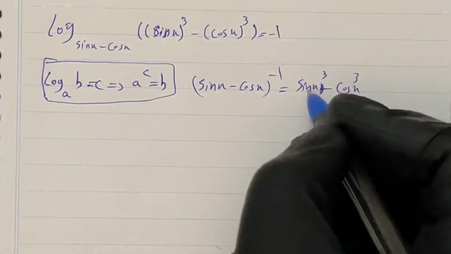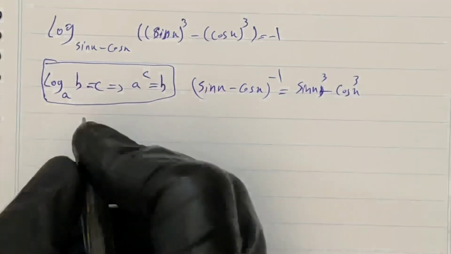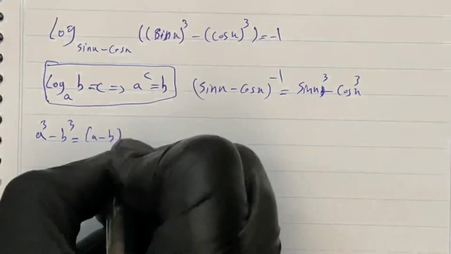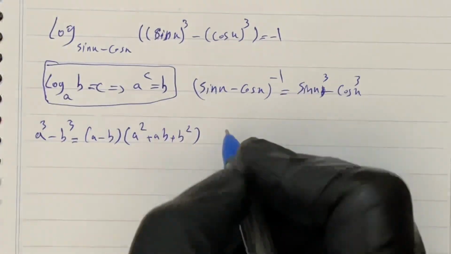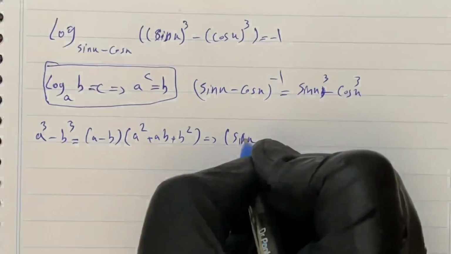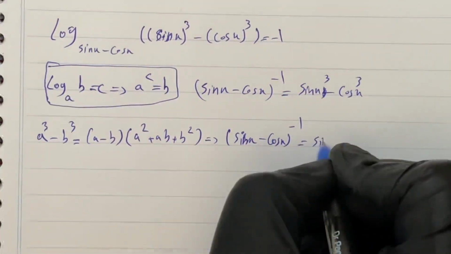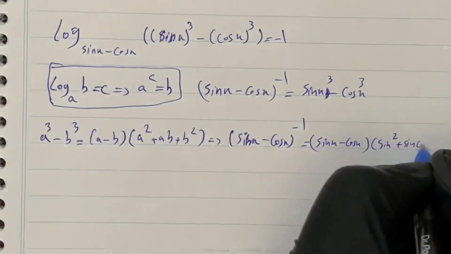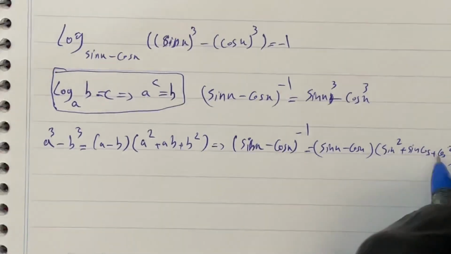So what you want to do here is first factorize. We have a difference of cubes, and we know that a cubed minus b cubed equals a minus b multiplied by a squared plus ab plus b squared. So we apply that here: sine x minus cosine x times sine squared plus sine cos plus cos squared. We know that sine squared plus cos squared is 1.